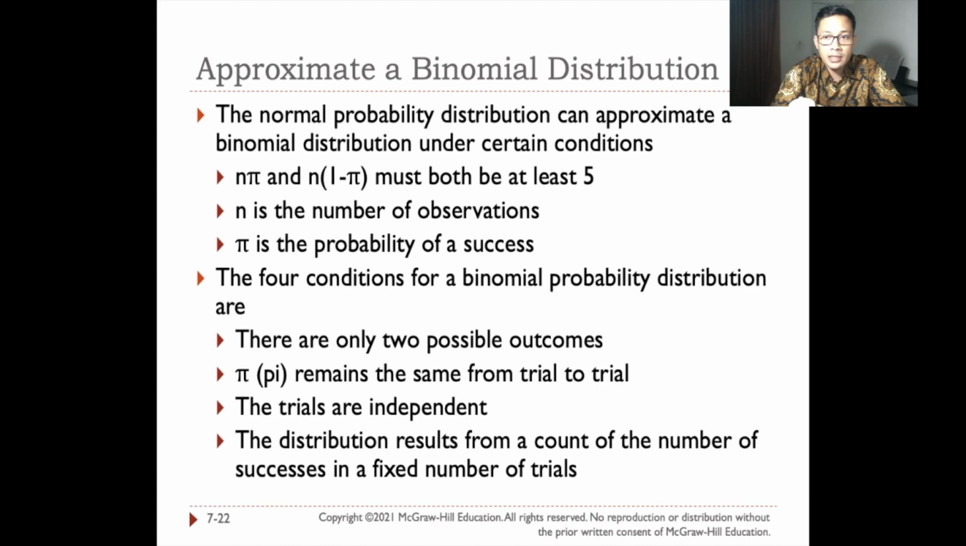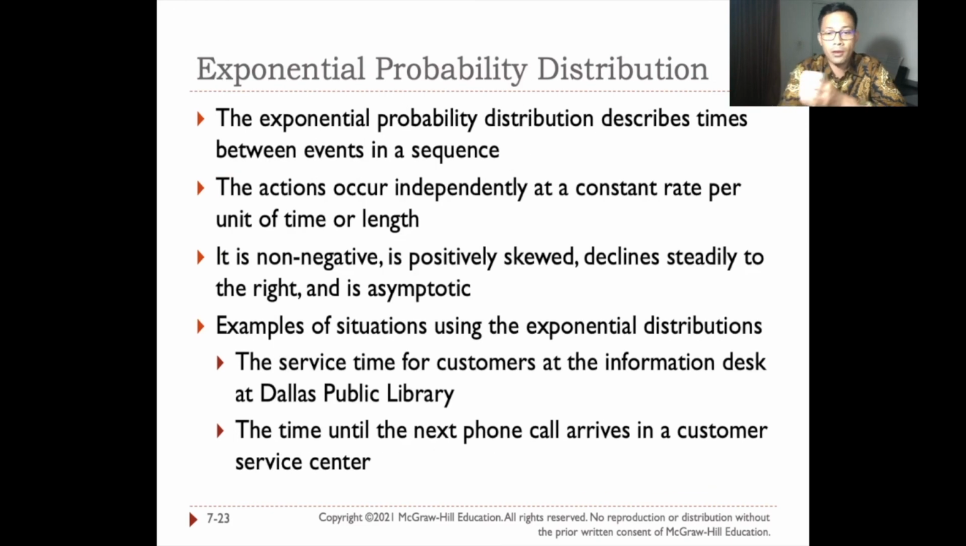Now, in this particular case, we can use the normal distribution as a substitute for the binomial distribution for large values of n. Why? Because as n increases, a binomial gets closer and closer to a normal distribution. Okay, we'll see this in subsequent chapters, but this is a good thing to know now.